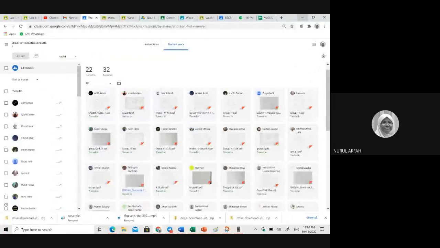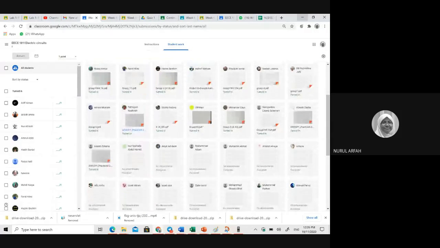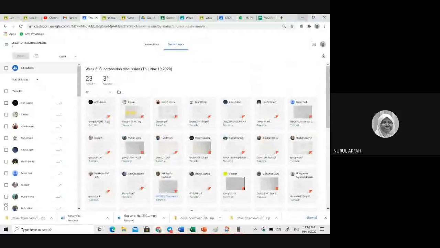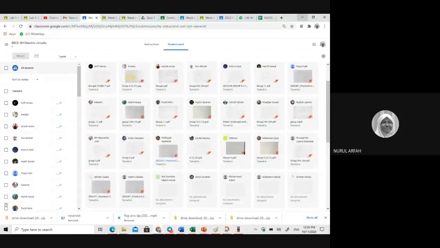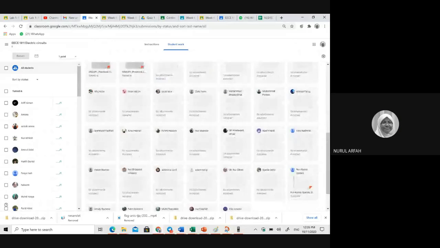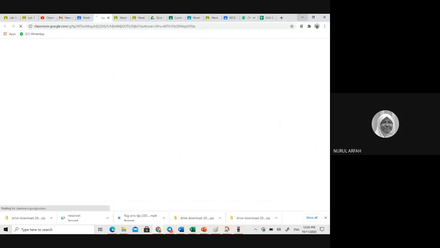So, okay, let's look at the next group. Group number 2, mana? Tak ada. Okay, group number 3. Group number 2, do you have any problem? Group number 3 also not here. What happened? On the way. Okay. Group number 4 then. Where's group number 4?